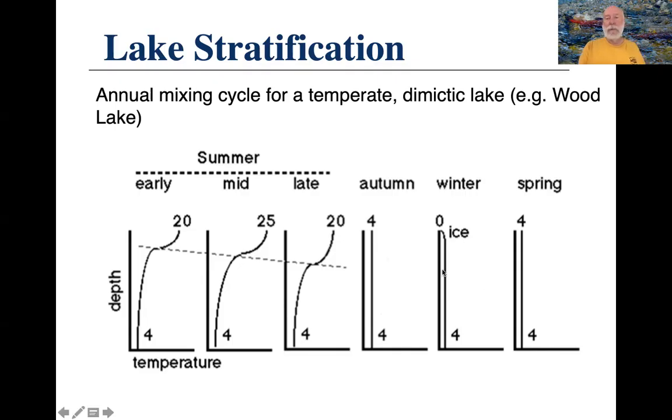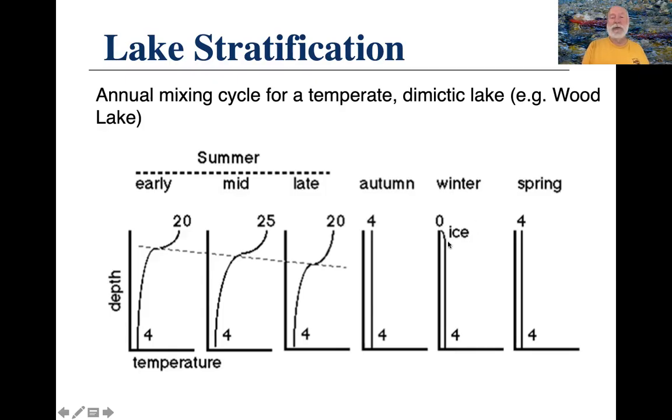Then we get to winter. Ice forms over the surface. So the water immediately underneath the ice will be at 0 degrees Celsius, and it will actually warm up a bit as you go down. So we're still likely to have water at 4 degrees Celsius at the bottom of the lake. Depends on the depth of the lake. You need a reasonably deep lake for this to be 4 degrees Celsius at the bottom. But, 0 degrees Celsius approximately at the surface, 4 degrees at the bottom.